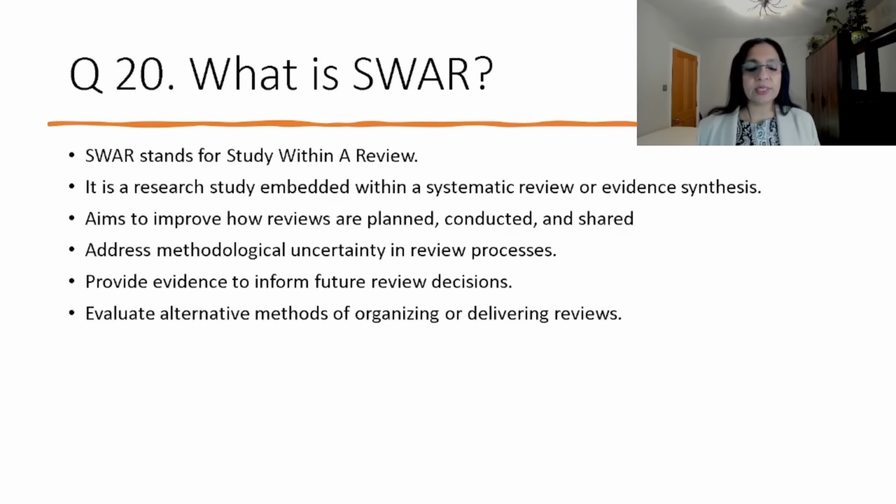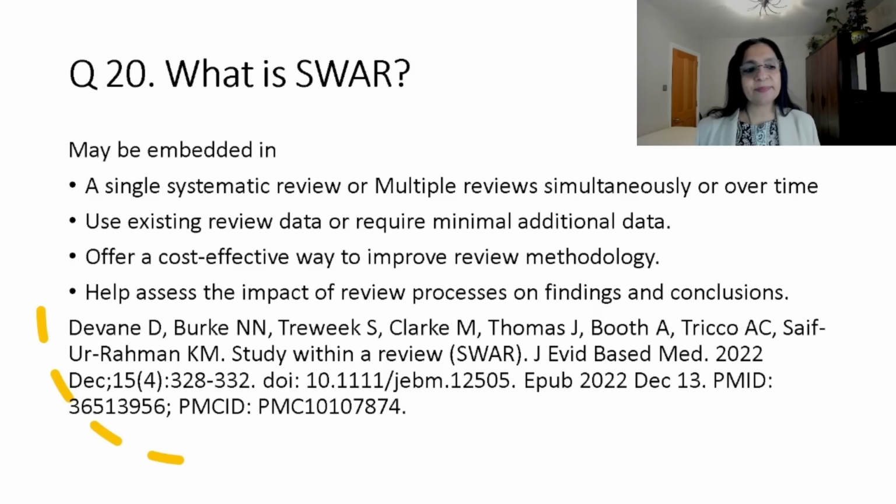And what is the aim for that? To improve how reviews are planned, conducted and shared. So basically it addresses methodological uncertainty in the review process. So it's mostly a methodological type of study. It provides evidence to inform future review decisions and evaluates alternate methods of organizing or delivering reviews. So it's a study within a systematic review, mainly aimed to improve the methodological aspects.